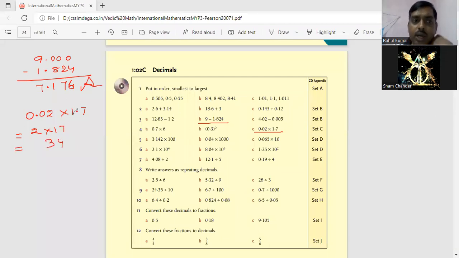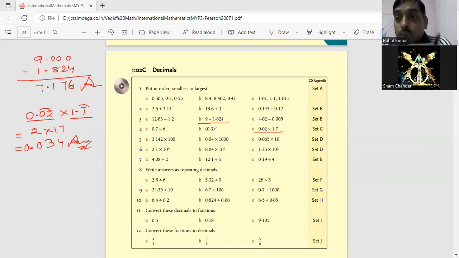34. And now count how many digits are there after the decimal place in both the numbers. Here it is 2 digits, and here it is 1 digit. So in total, how much? It is 3 digits. So now you need to count from the right side: 1 digit, 2 digits, 3 digits. Then put a decimal place and thereafter a 0. So 0.034, that is the answer.